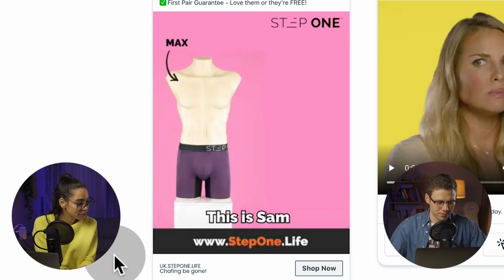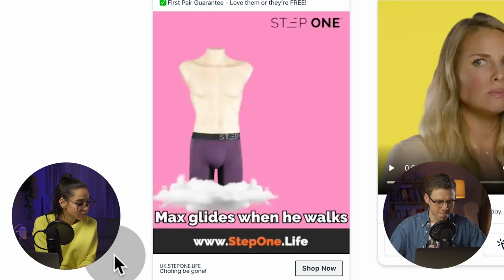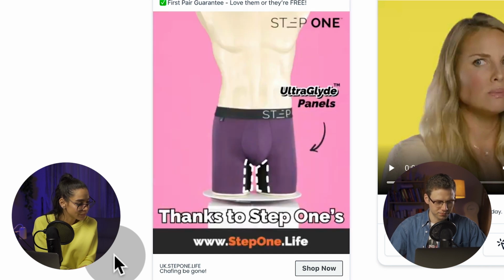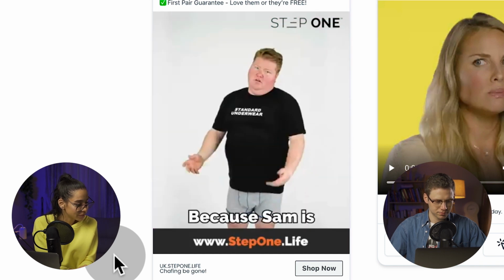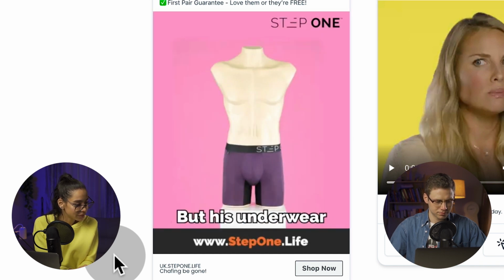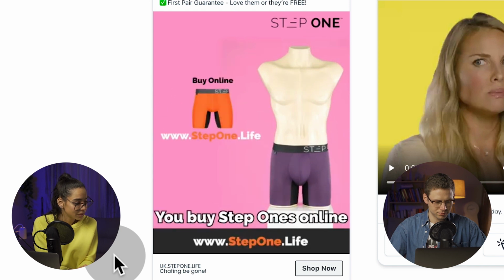This is Max. This is Sam. Sam suffers from chafing. Max glides when he walks thanks to Step 1's Ultra Glide panels. Well, he would if he had legs. Do both men wear great underwear? No, because Sam is wearing cotton and, well, Max is a mannequin. But his underwear is better. You buy Step 1's online at step1.life.